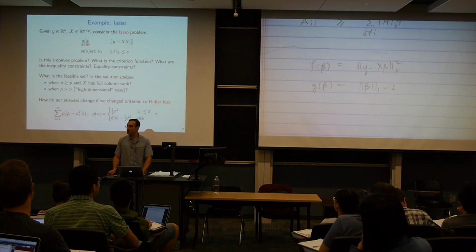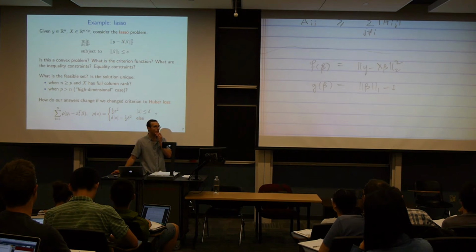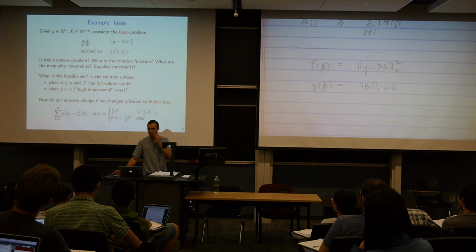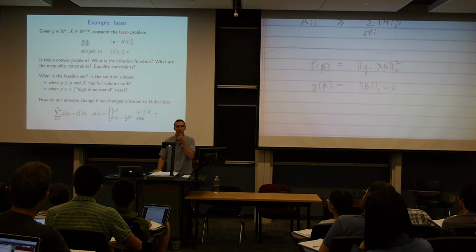Now let's break it down. Is the solution unique? It's a question that, see if we can answer. Is the solution unique? In two cases. What happens if x is full column rank, which means that n must be bigger than or equal to p? So what happens if the columns of x are linearly independent?